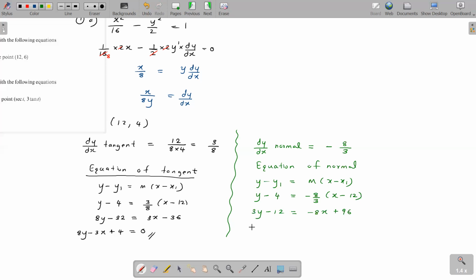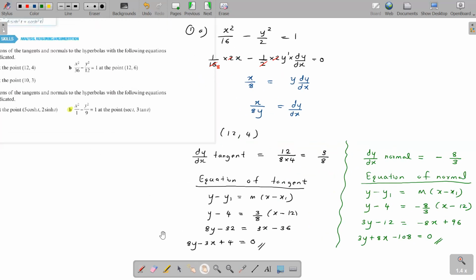And then take everything to one side. 3y plus 8x minus 12 minus 96 is minus 108. Yeah, so that's it. That's the equation of your normal.